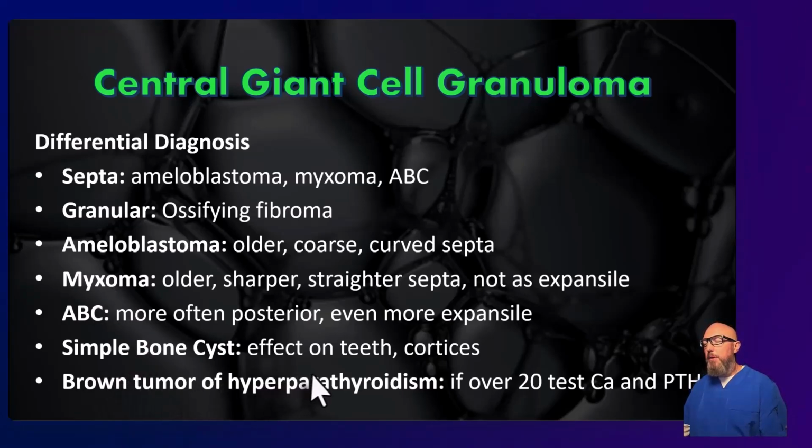Brown tumor of hyperparathyroidism. We'll talk about systemic diseases later. And so if someone is over 20 years old and you suspect a central giant cell granuloma, maybe you've done the biopsy and had the histopathology report, and it comes out as a giant cell lesion, think of potential hyperparathyroidism if they're over 20. So you're going to test for calcium and parathyroid hormone.